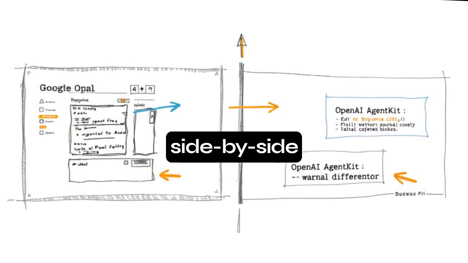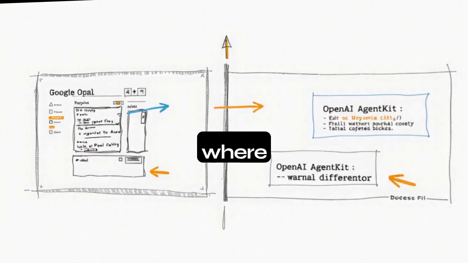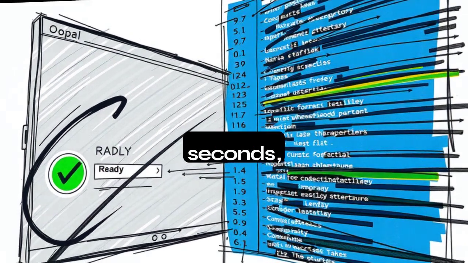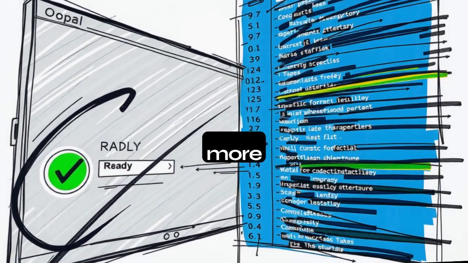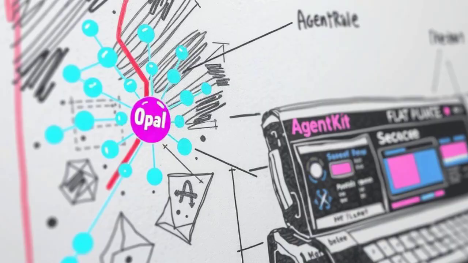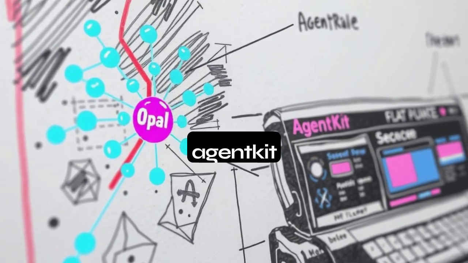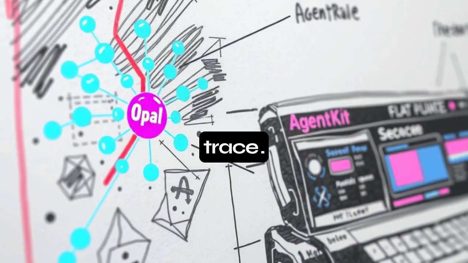Now watch Opal side by side with OpenAI AgentKit to see where it pulls ahead. Setup speed. Opal spins up a working agent in seconds, while AgentKit often needs more code and configuration. Visual debugging. Opal's live trace shows each decision path clearly. AgentKit lacks that native visual trace.